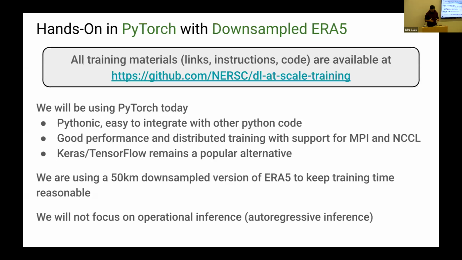For the dataset, we're actually going to be using a downsampled version of ERA5. So it's going to be at a 50-kilometer resolution, not 25 kilometers. That's because you want to make sure that when you submit jobs, you can see the training reach some sort of convergence and get good results. These are real applications, and usually it takes many, many days to train a model to convergence. We will be focusing on training performance today, but inference is pretty similar, so you can easily extrapolate.